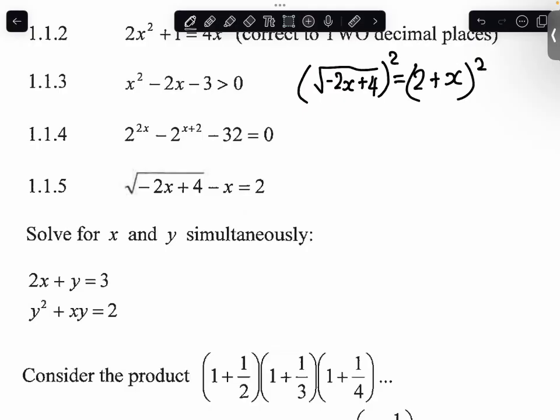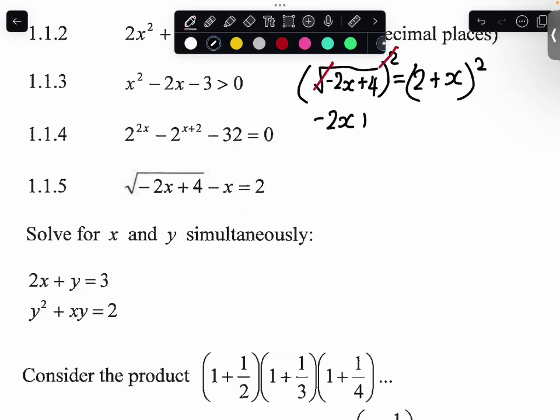Remember, what you do to one side, you have to do to the other side. And the reason we're squaring it is to cancel out the surd, the root. That then gives me minus 2x plus 4 is equal to, write the bracket twice and FOIL it out, or you can square the binomial by going first times first, first times last times 2, last times last. All right. At this point, get everything on one side, 0 on the other side, and factorize the one side.